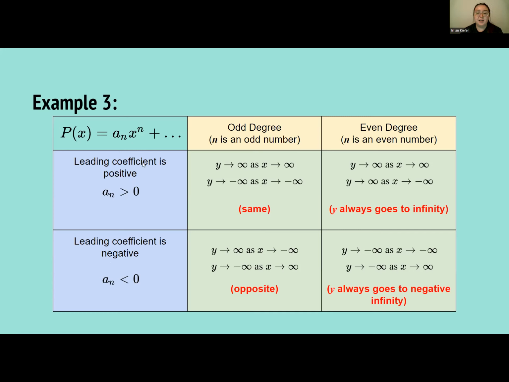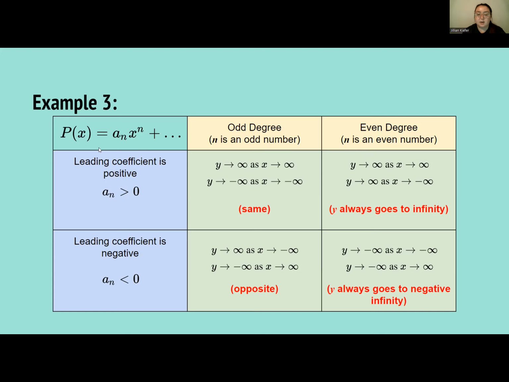Then we have x to the power of n, where n is the degree or the highest numbered exponent. And we see that n can be an odd degree, meaning that n is an odd number, 3, 5, 7, 9, 11, and so on. And we have an even degree, n is an even number, 2, 4, 6, 8, 10, 12, and so on. You'll find whether or not the leading coefficient is positive or negative, and then find if the degree is even or odd. And then you'll find the box that corresponds to both.